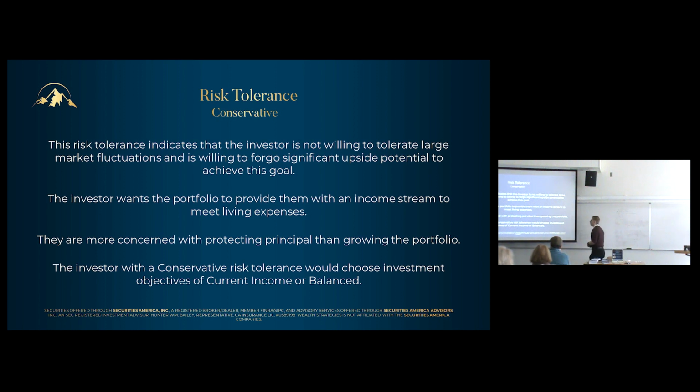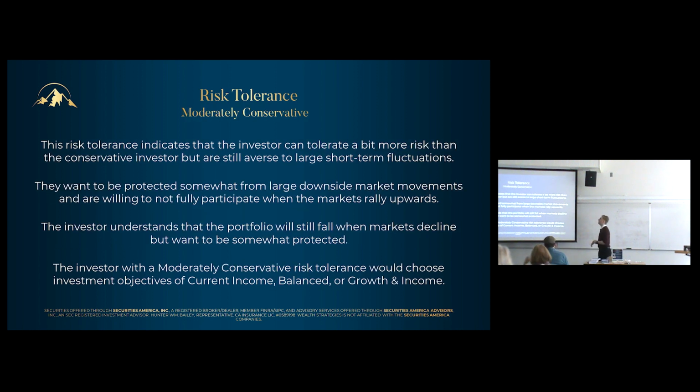So the investor with a conservative risk tolerance would choose investment objectives of current income or balanced, exactly like we just talked about a second ago. Somebody who might already be retired would probably be in here, unless they just have more money than they need, in which case they might step up to something like moderately conservative. We have moderate in the middle, and then we have conservative and aggressive on either side, and then we like to have some spots in between.